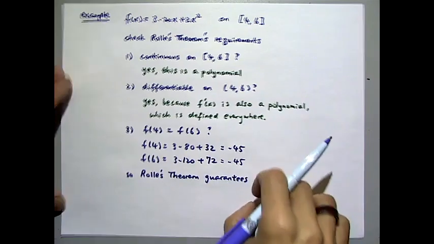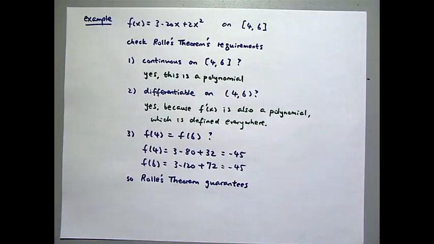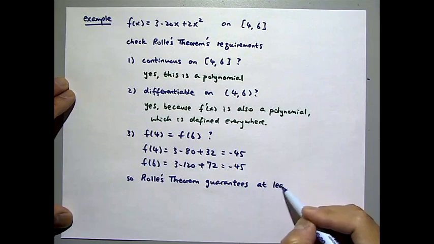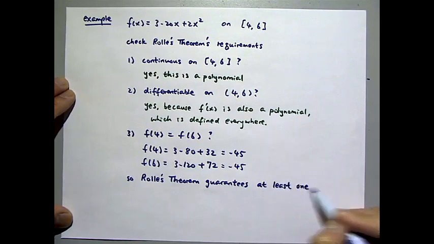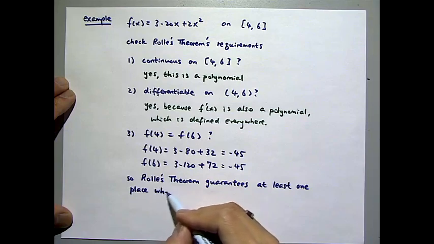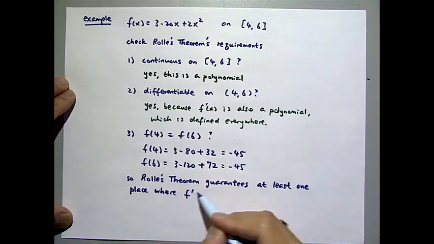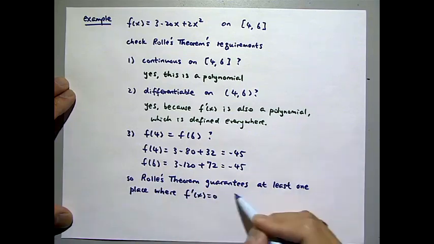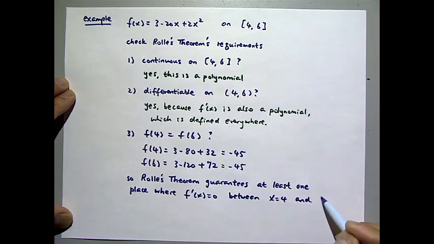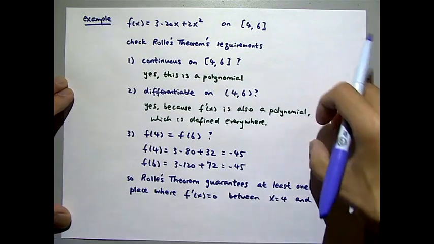Because all three requirements are met, Rolle's theorem guarantees at least one place where the derivative is 0 between x is equal to 4 and x is equal to 6.